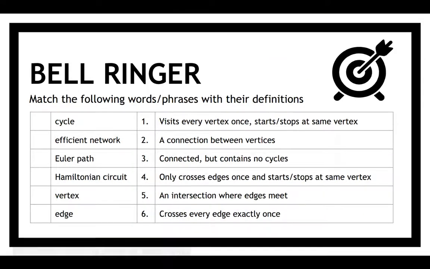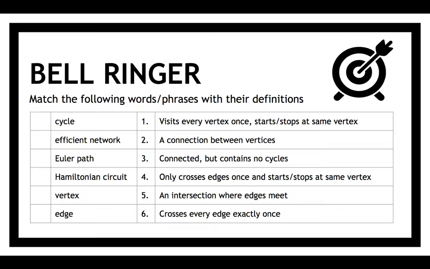All right, good morning. The bell ringer is match the following words and phrases with a definition. We're focusing on vocabulary here. We have cycle, efficient network, Euler path, Hamiltonian circuit, vertex and edge. Our definitions are: 1, visits every vertex; 1, starts and stops at the same vertex; 2, a connection between vertices; 3, connected but contains no cycles; 4, only crosses edges once and starts and stops at the same vertex; 5, an intersection where edges meet; and 6, crosses every edge exactly once.